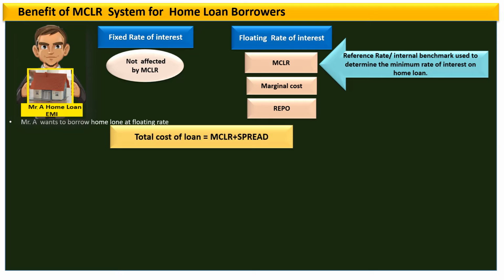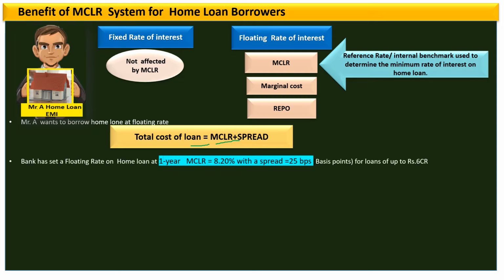Now what is the total cost of the loan? The total cost of the loan is not only MCLR, but spread is also added to it. Spread is added by the commercial banks, which depends upon the credit profile of the borrower, and it is decided on the basis of the CIBIL rating of the borrower. So suppose the floating rate on a home loan for 1 year is 8.2% MCLR, and the bank has put a spread of 25 basis points for loans up to 6 crores.